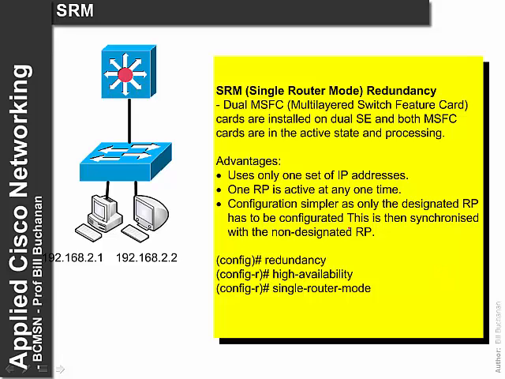Another protocol which is used is single router mode redundancy. With this we have a dual multi-layered switch feature card which is installed on both the primary and the secondary supervisory engine. Its advantage is that we only need one IP address for the gateway, and only one RP is active at any given time. The configuration is shown here. We define redundancy, high availability, and single router mode.